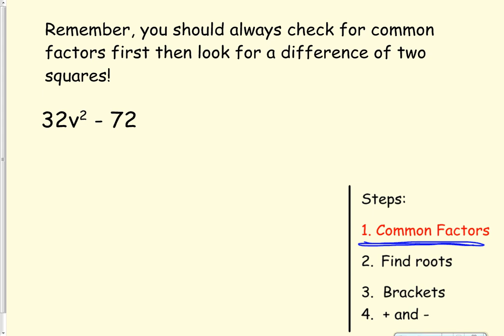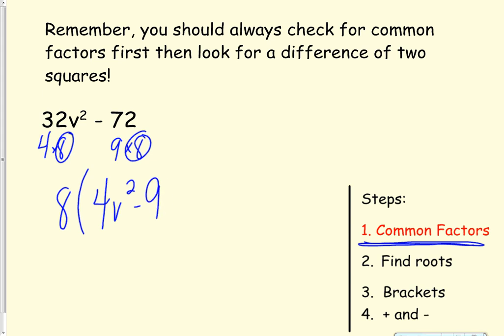So the key to this common factors is finding the highest common factor between the two numbers that we've got. And in this case, it's going to be 8, because 32 is 4 times 8, and 72 is 9 times 8. That's our highest common factor. If we take 8 out of this, we can then put everything that remains. So we're taking that out. We put it in front of the bracket. Everything that remains will be 4v squared minus 9.